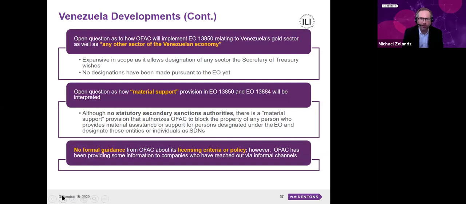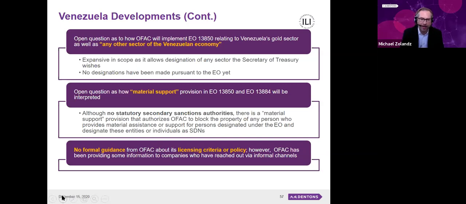So in terms of where this is headed and things that may still be on the horizon, Executive Order 13850, which was the precursor to the designation of the entire government of Venezuela, authorized sanctions against companies that were operating in the Venezuelan gold sector, as well as any other sector of the Venezuelan economy. No designations have been made beyond the earlier ones related to PDVSA, but it's important to recognize that these authorities are still on the books until they are either rescinded or changed or superseded.